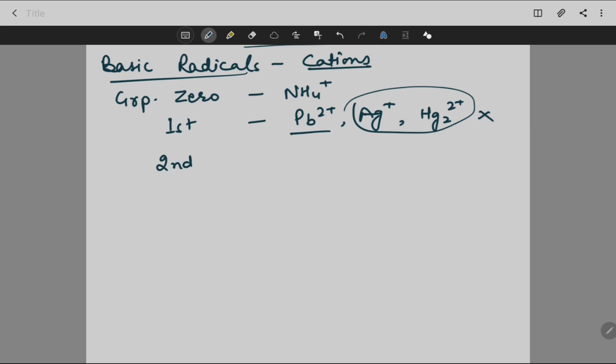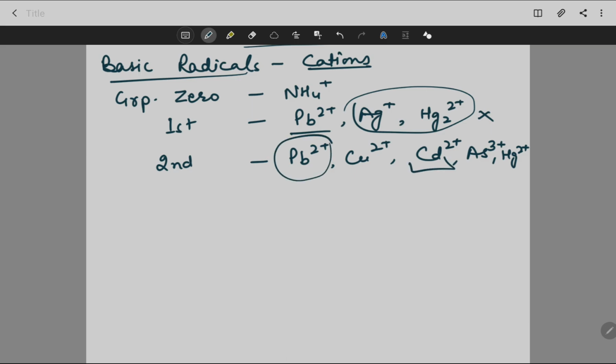Then they may be in the second group. It may be Pb2+ in the second group. Again, it may be Cu2+, it may be Cd2+, it may be As3+, it may be mercuric ion also. So here we will basically focus on lead again. Cadmium is also there in our syllabus, but we will not discuss it.